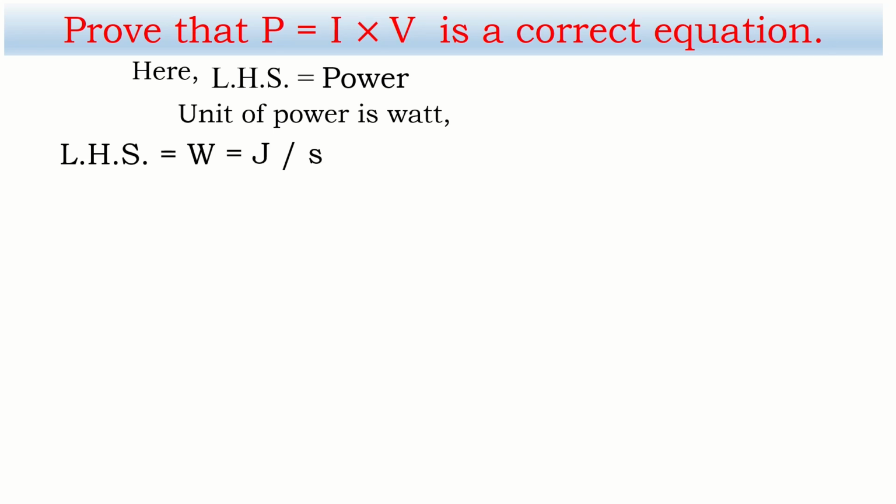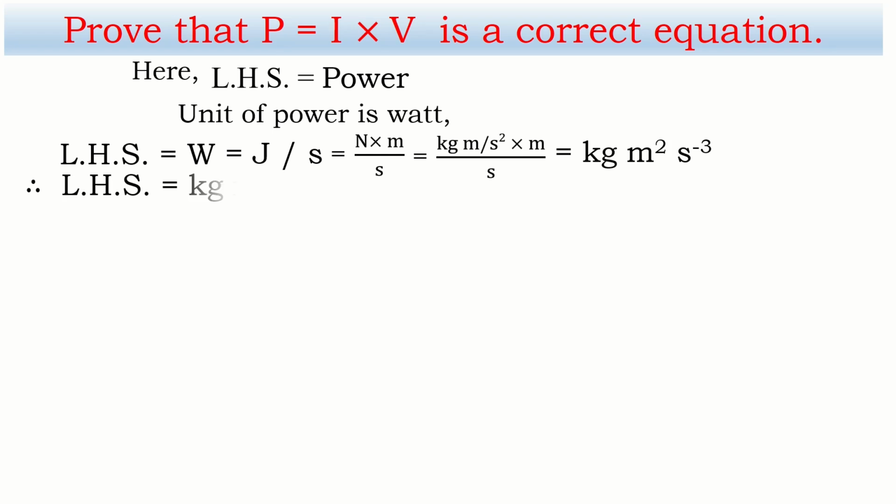And watt's expanded form is joule per second. And expanded form of joule is Newton meter. And expanded form of Newton is kg meter per second square. Into meter is already there and upon second is already there. And finally we'll get what? Left hand side: kg meter square second to the power minus 3.